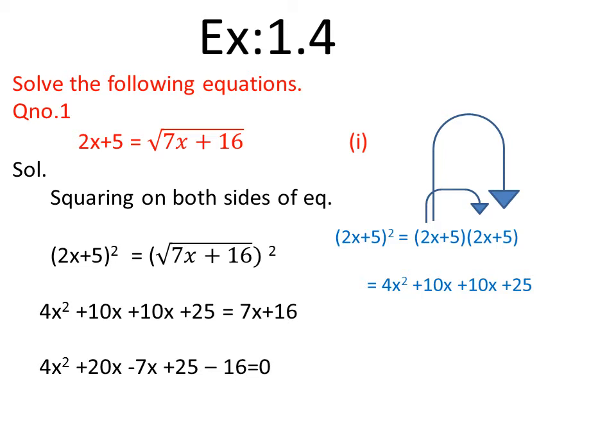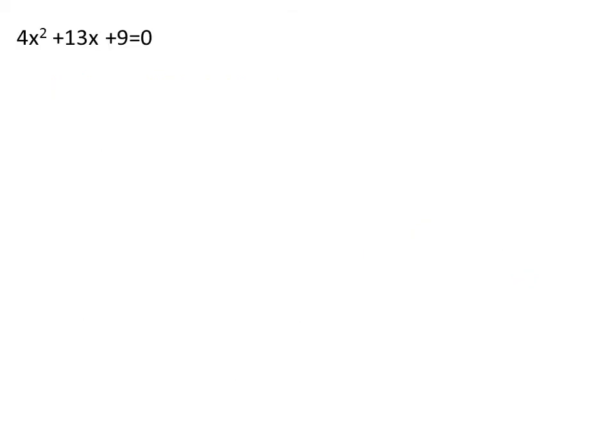Now by solving the like terms we will get the next equation. 4x square is written as it is. 20x minus 7x will give us 13x and 25 minus 16 will give us 9, which is equal to 0. Now we can say that this is a quadratic equation in x. So it can be solved by using the factorization method.